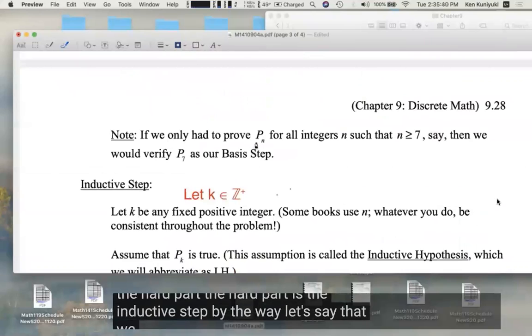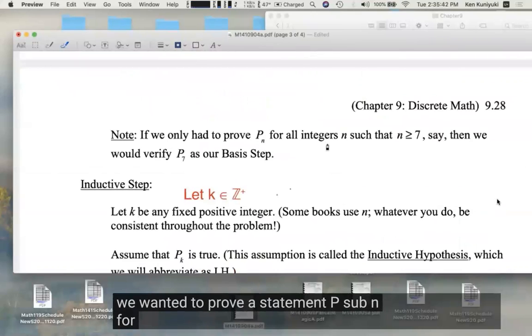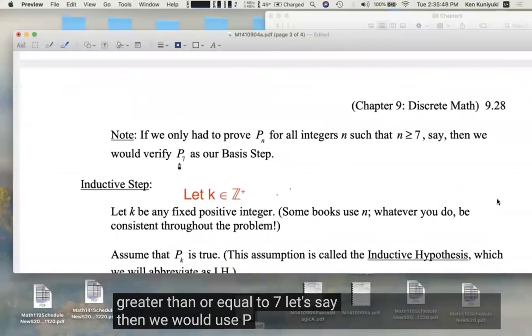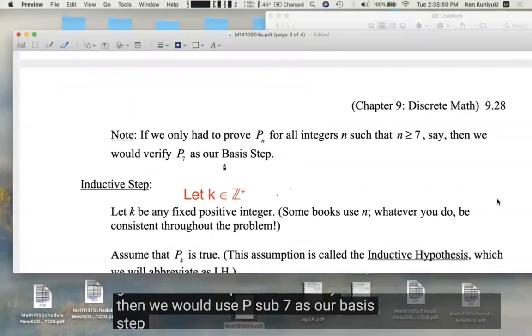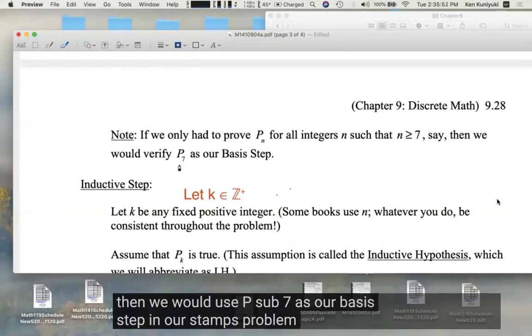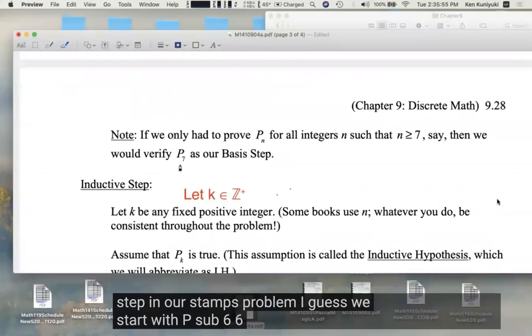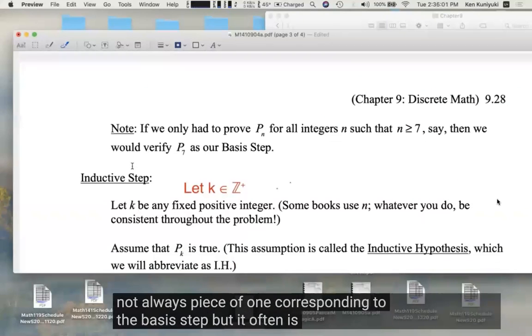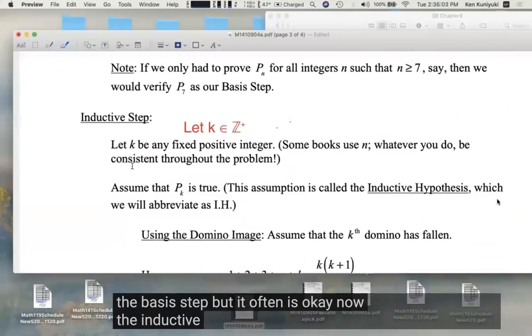By the way, let's say that we wanted to prove a statement P(n) for all integers n such that n is greater than or equal to 7. Then we would use P(7) as our basis step. In our stamps problem, I guess we start with P(6), 6 cents, right? So it's not always P(1) corresponding to the basis step, but it often is. Okay, now the inductive step.